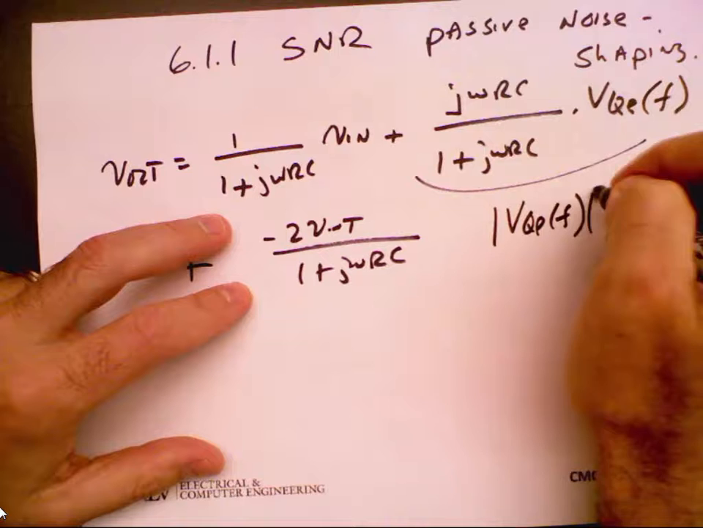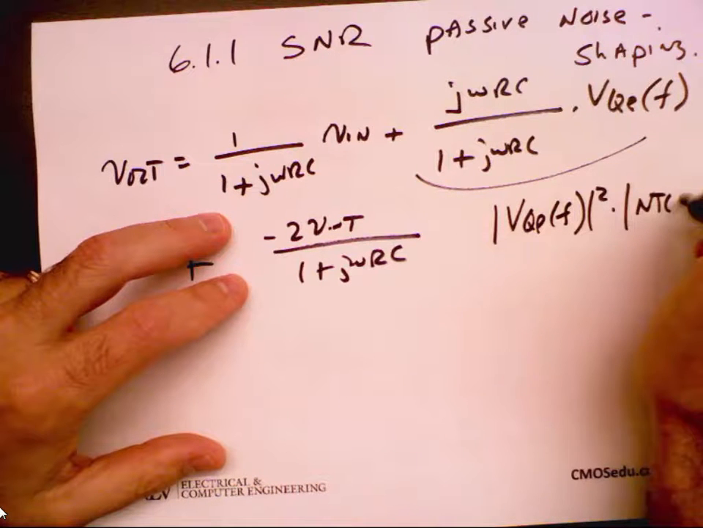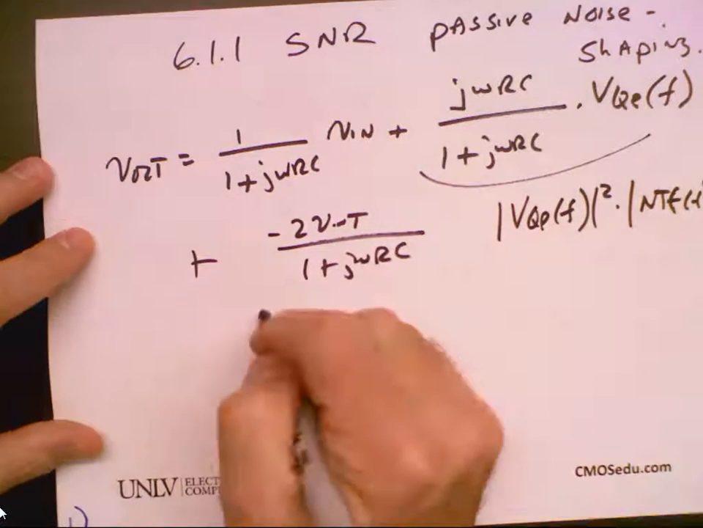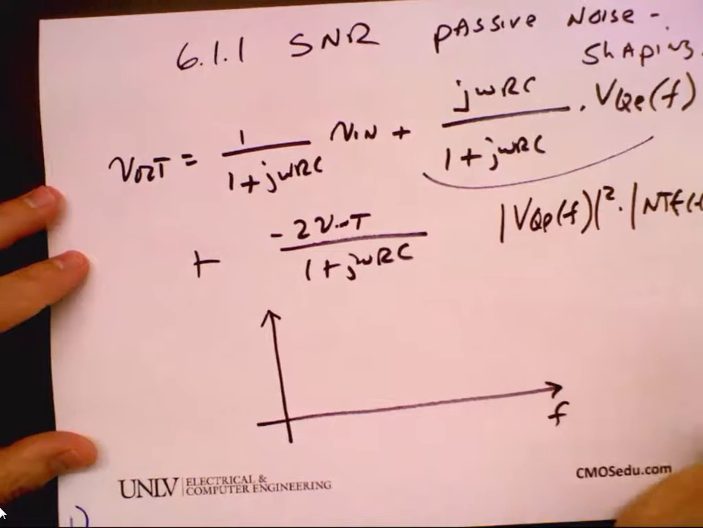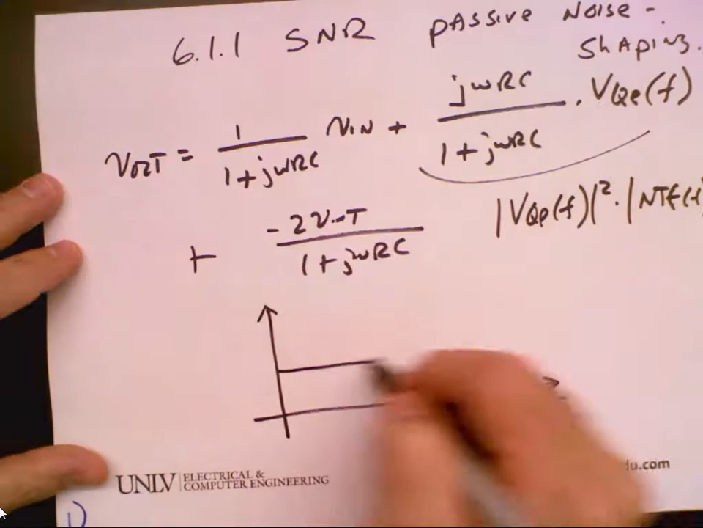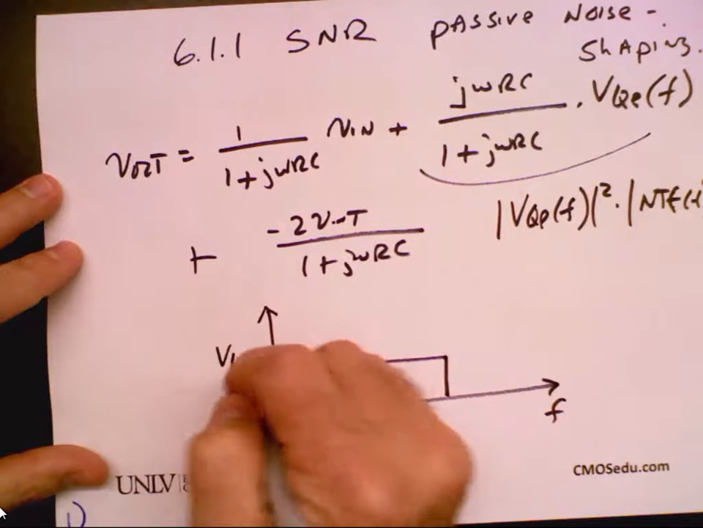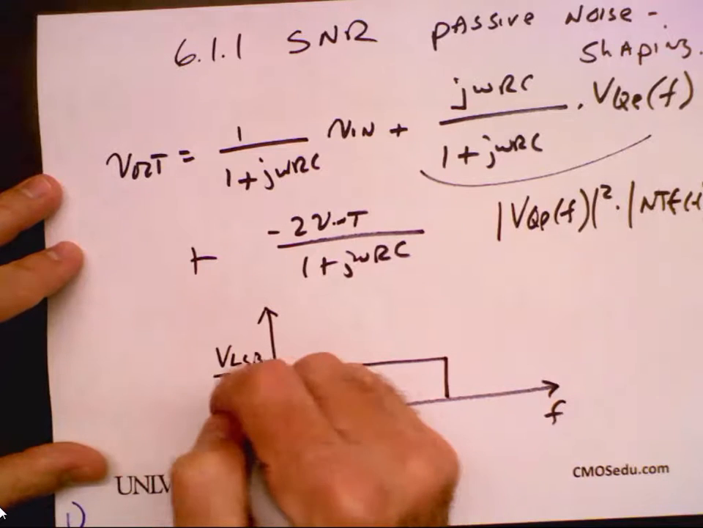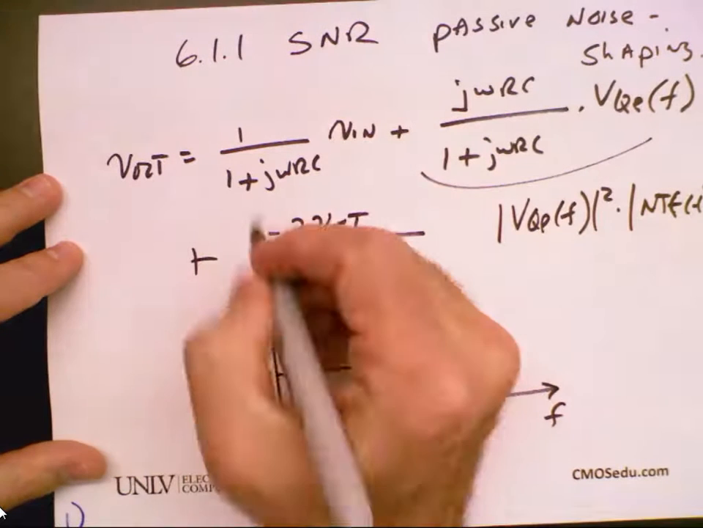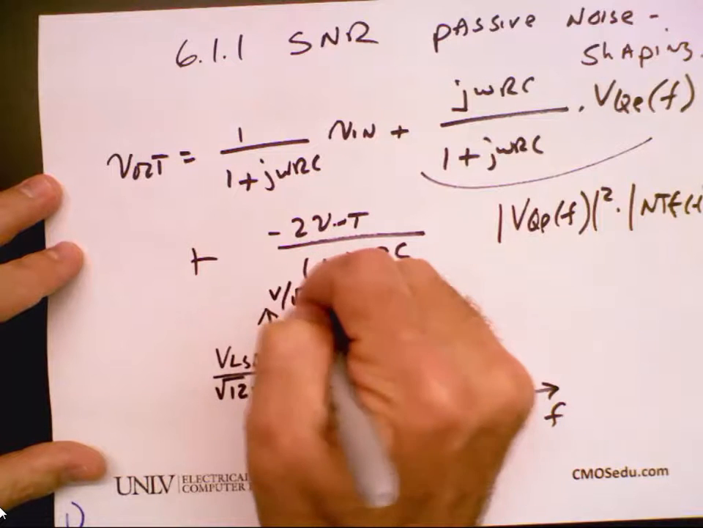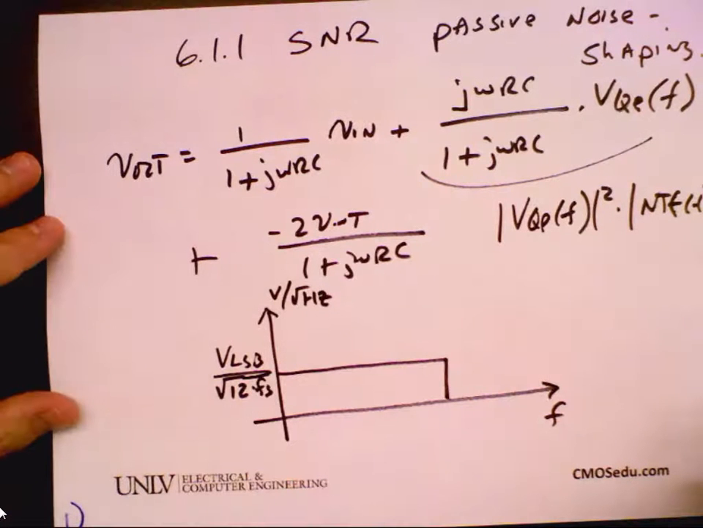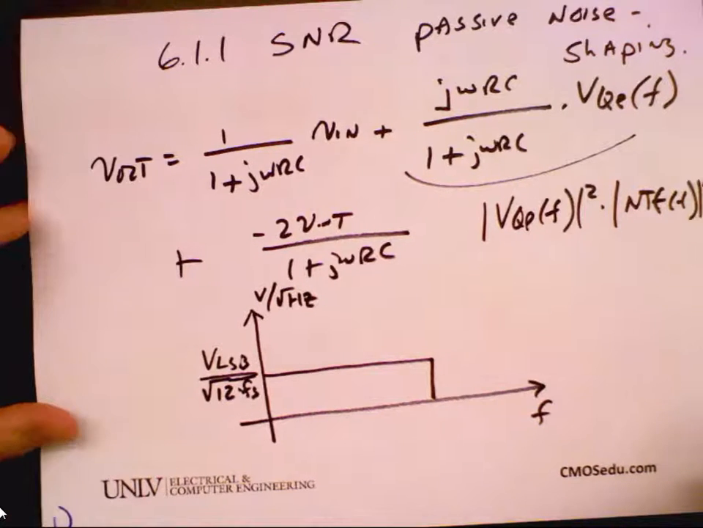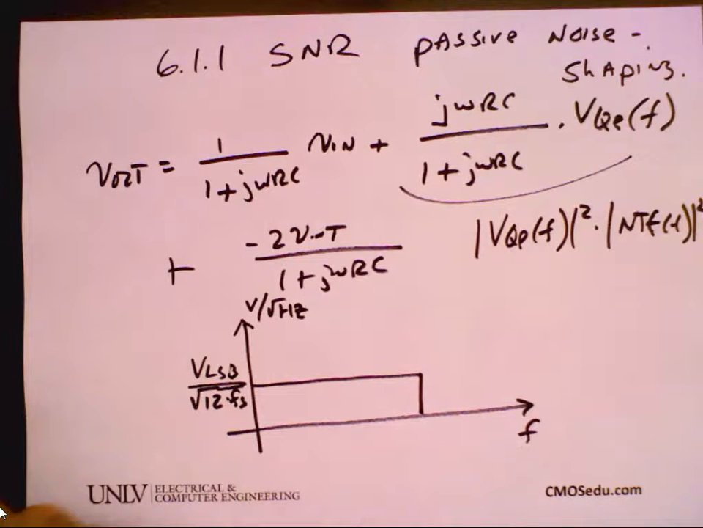So here's where I cringe, but we'll see what happens. I want you to sketch here against frequency VQE of F. Okay? And that's VLSB over root 12 times Fs. And this has units of volts per root hertz, the way I've drawn it. Oops, over root 12 Fs.